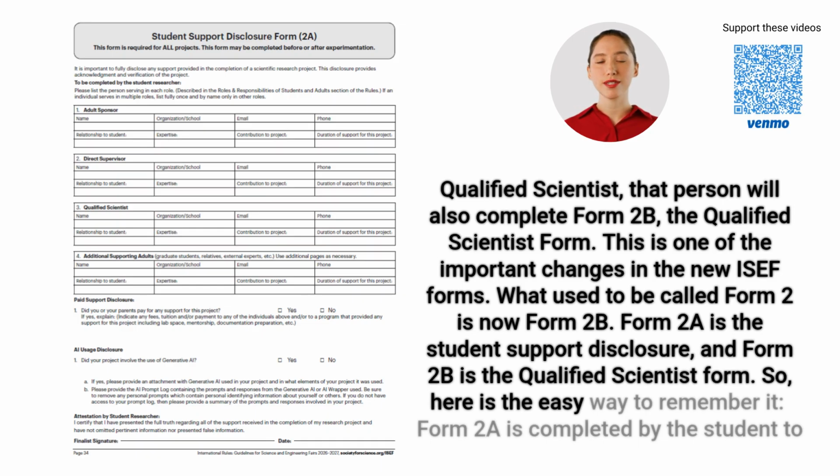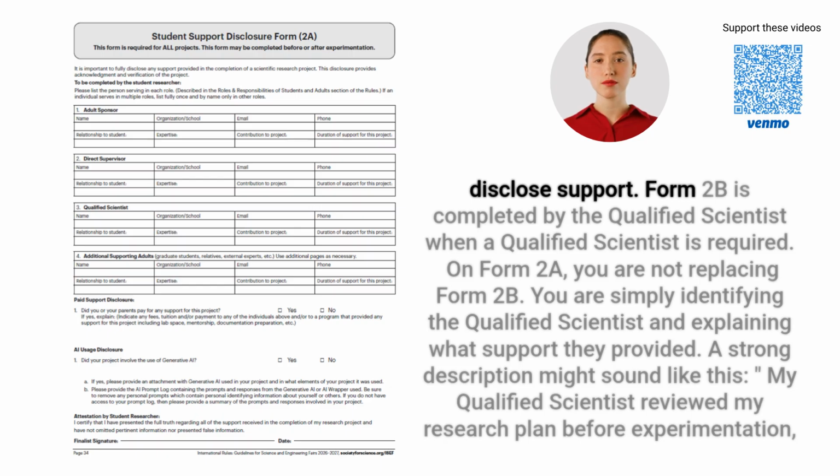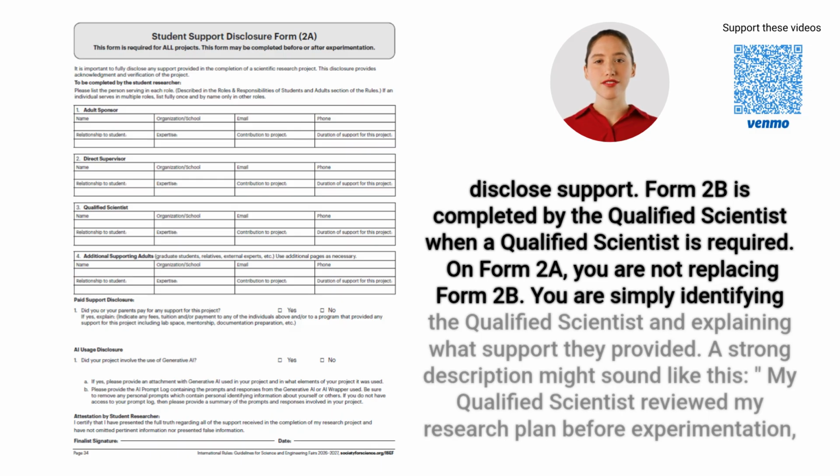So here is the easy way to remember it. Form 2A is completed by the student to disclose support. Form 2B is completed by the qualified scientist when a qualified scientist is required. On Form 2A, you are not replacing Form 2B. You are simply identifying the qualified scientist and explaining what support they provided.